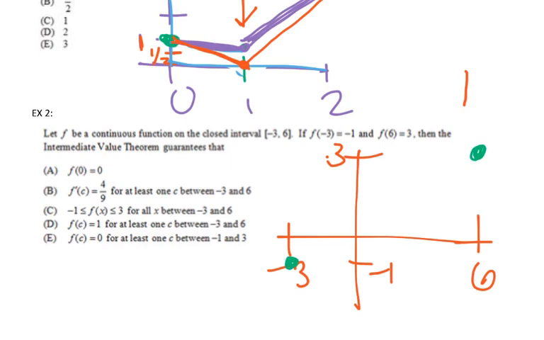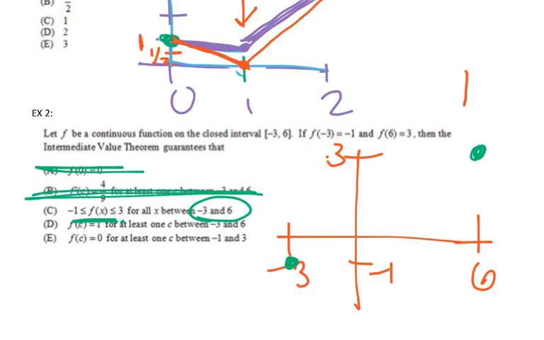No, it doesn't guarantee any specific point at x equals 0. Does it guarantee anything about the derivative? No, it doesn't. IVT has nothing to do with derivatives. Does it guarantee that between a y value of -1 and a y value of 3, that f of x will be between those 2 values for all the points between -3 and 6?